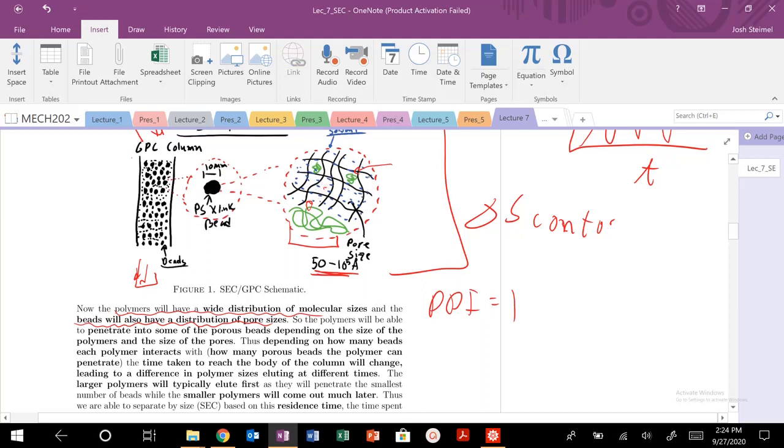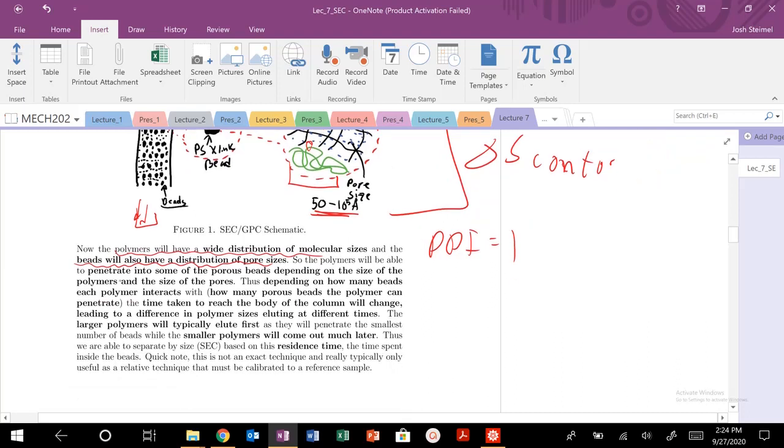Smaller polymers definitely can. So what's going to happen here is some polymers, depending on the size, will penetrate some of the pores. Small polymers are going to be able to access and explore many, many more pores than large polymers. So again, polymers will be able to penetrate some of the pores depending on the size of the polymers and the size of the pores. So depending on how many beads the polymer is going to interact with, it is going to vary the time that it takes to reach the bottom of your column here. So you're going to see these differences in the eluted volume, what comes out. The polymers that come out will vary as a function of time, and thus you could deduce the differences of polymer sizes here.